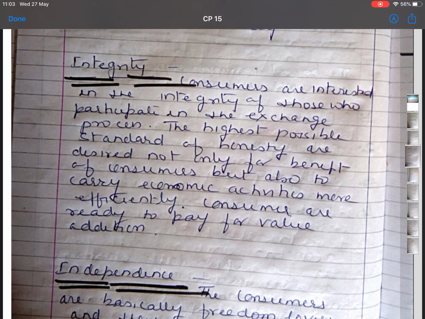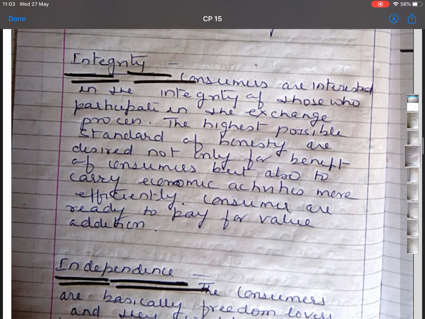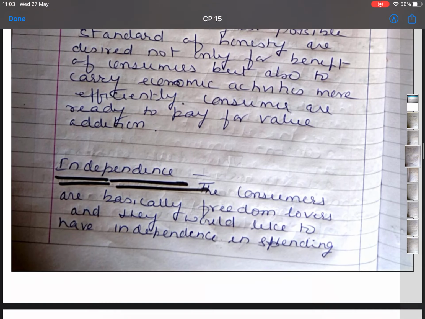Consumers are interested in joining with business to come out with higher individual standards and more effective organized regulations. The consumers look for comprehensive legislation needed to protect their interest fully. This was the third objective of consumer movement. Then the last one is independence.